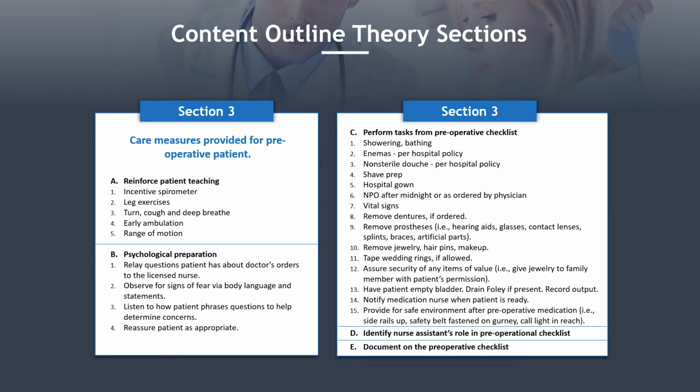Give jewelry to a family member with patient's permission. 13. Have patient empty bladder. Drain Foley if present. Record output. 14. Notify medication nurse when patient is ready. And 15. Provide for a safe environment after preoperative medication, i.e. the side rails are up, safety belt fastened on gurney, call light in reach. D. Identify nurse assistant's role in pre-operational checklist. E. Document on the pre-operative checklist.